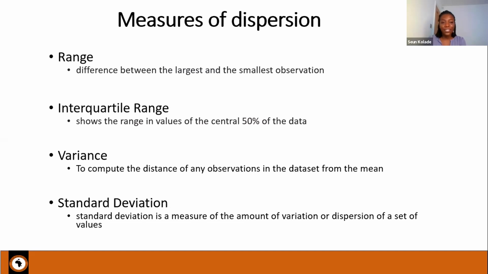In this case, the interquartile range is simply the range in values that exist between 25 to 75%. Now, variance is quite important because it shows you the distance of any observations from your data, from the perspective of the mean. So depending on whether your variance is large or small, it has a lot of influence, and it tells quite a significant story about your data.